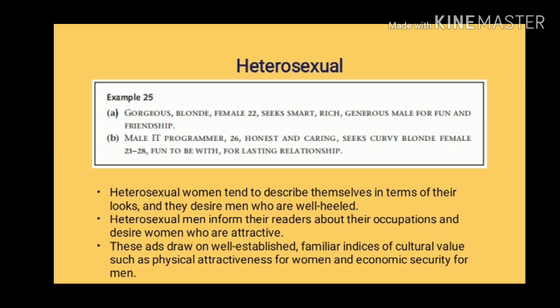As these two ads illustrate, heterosexual women tend to describe themselves in terms of their looks and they desire men who are well-heeled, while heterosexual men inform their readers about their occupations and desire women who are attractive. In other words, these ads draw on well-established, familiar indexes of cultural values such as physical attractiveness for women and economic security for men.